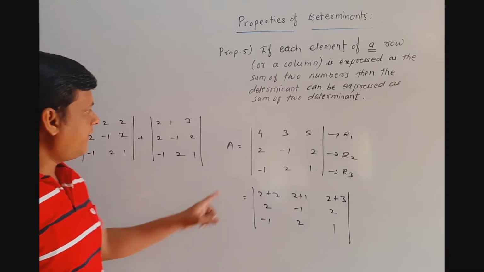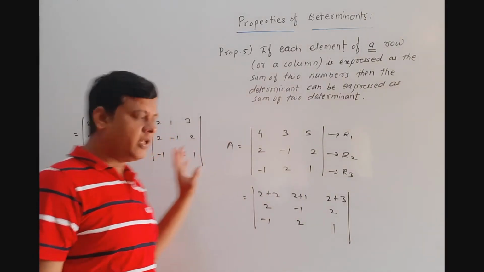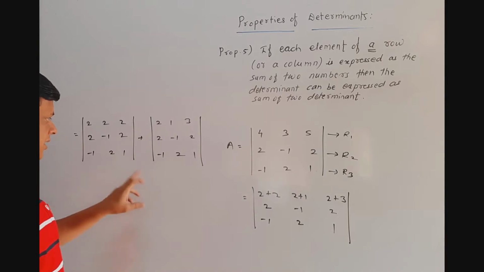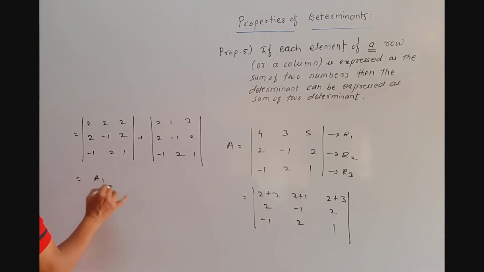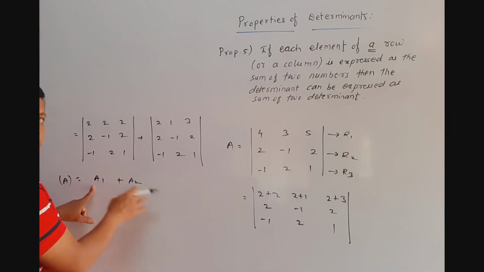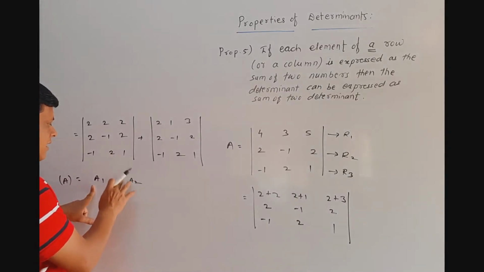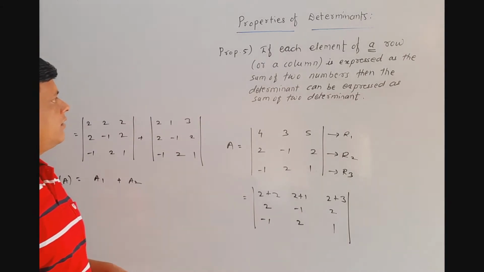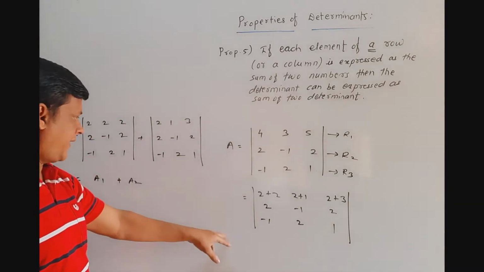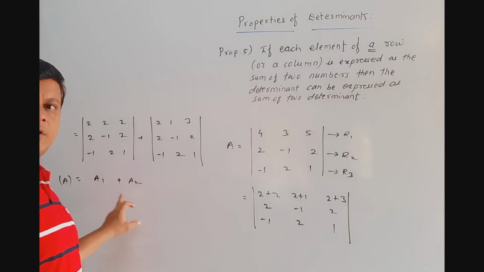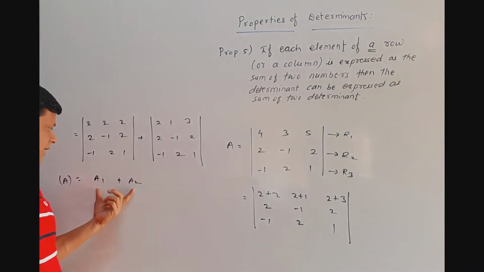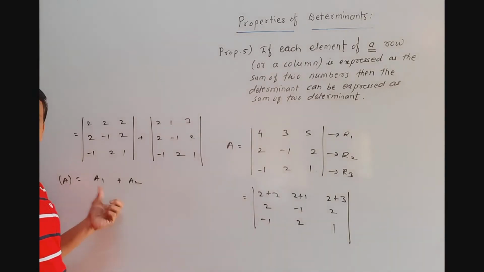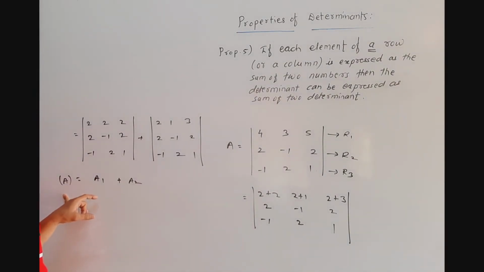So you calculate the value of this determinant A, then you calculate the value of these two determinants. Suppose this determinant is A1 and this determinant is A2, then you get the value of determinant A equal to the sum of these two determinants' values, A1 and A2. So you check yourself: find the value of A, then find the values of A1 and A2, then after adding the values of the A1 and A2 determinants, you get a value equal to the value of determinant A.